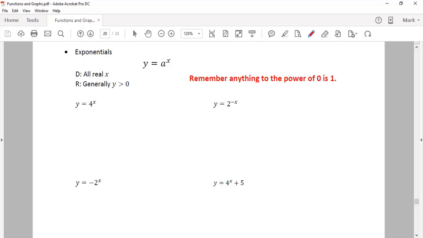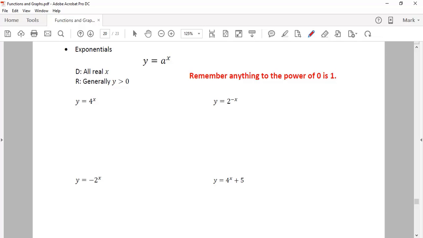Alright, so the last type of graph we're going to look at are exponentials. So a key thing to remember here is anything to the power of 0 is 1. So the most basic exponential is going to look something like this, and it just cuts through 1. So in this case, it's y equals 4 to the power of x. You can see that the domain is all real x because there's no restrictions on the x. But for the basic one, the range is y is greater than 0.